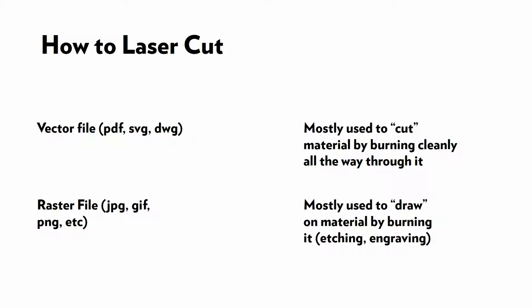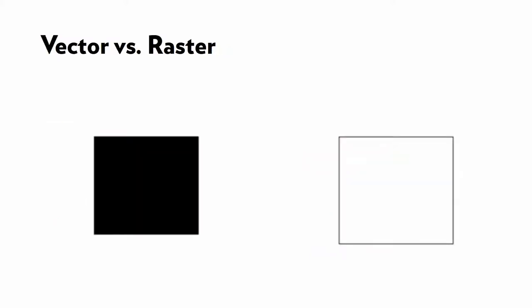So the two types of file inputs for laser cutting are a vector or a raster. A vector is a line art. It's a PDF or an SVG or an AutoCAD DWG format, mostly used to cut material by burning cleanly all the way through the material. We can also send a raster file to the laser. That's like a JPEG, a GIF. It's a bitmap. It's a photo. This is used mostly to draw on material by burning it. That's called etching or engraving.